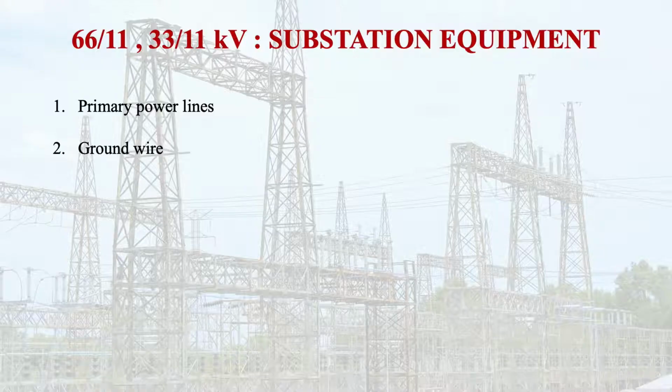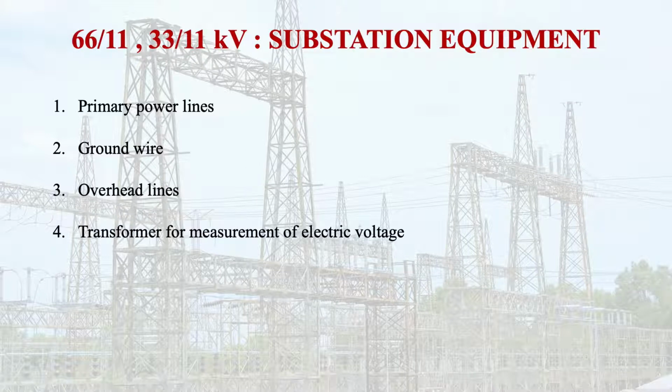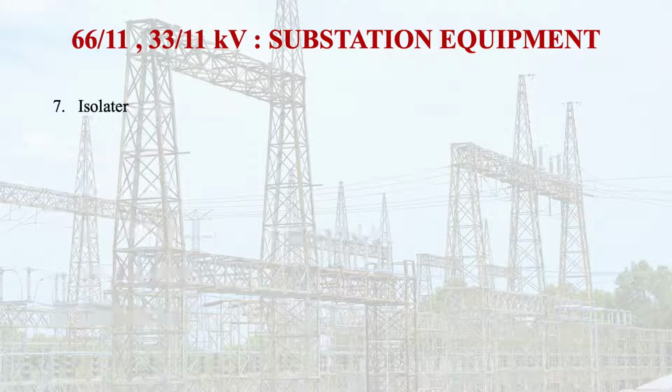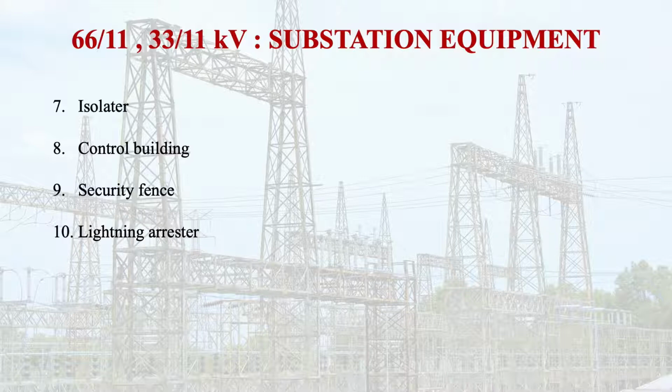When it is coming inside the substation, you will see the primary power lines, then ground wires, then overhead lines. It's a three phase, and one ground wire is also there. Then the transformer is the major equipment, which converts voltage from one level to another level, and the circuit breakers. Then you will see the isolators. Then you will see the control building, security fence, lightning arrestor, main transformer. So these are all the components.